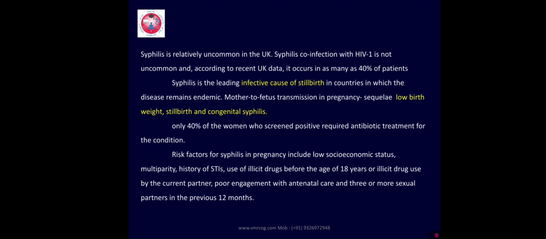Okay, so syphilis is relatively uncommon in the United Kingdom, but recently many cases have been noticed, and syphilis co-infection along with HIV is not uncommon. According to the UK data, almost 40% of HIV patients can have syphilis co-infection. Syphilis is the leading infective cause of stillbirth in countries where it is endemic, and mother to fetal transmission is known, and it can lead to low birth weight, stillbirth, congenital syphilis, etc.